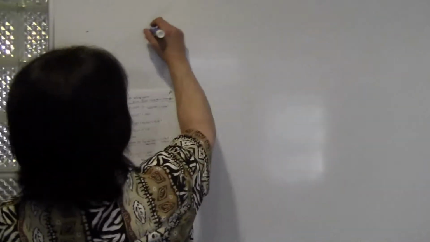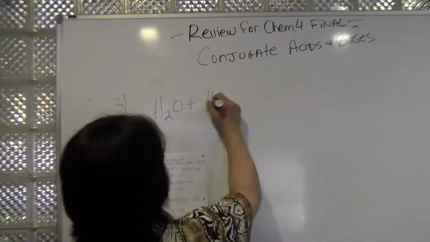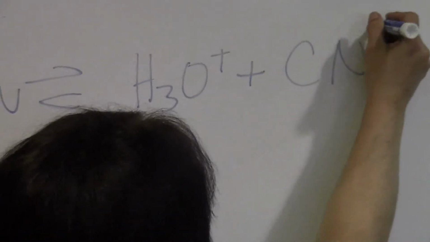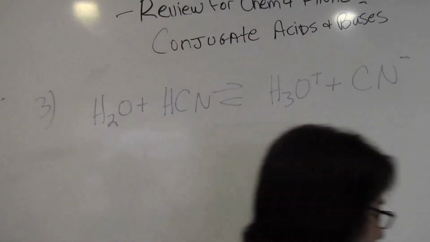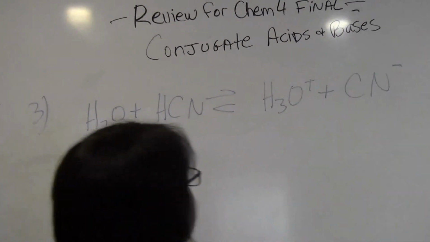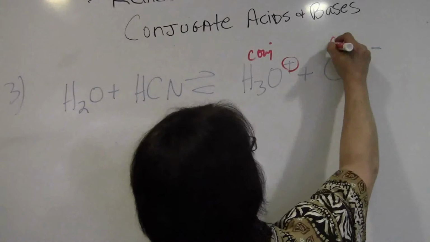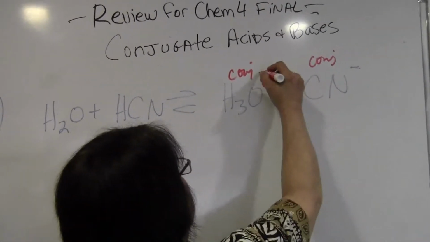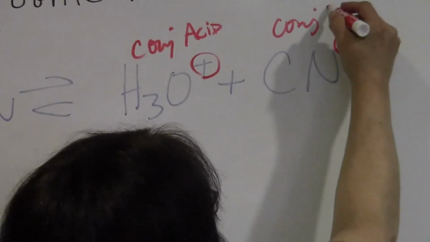If I gave you H2O plus HCN yields H3O plus and CN minus. Just for fun, let's go backwards. We don't always have to start on the right if we're not sure. What do we think? We see this positive, so we know it's on the right, so it's a conjugate. And it's positive, so what do you know? If it's positive, it's a conjugate acid. If it's negative, it's a conjugate base.